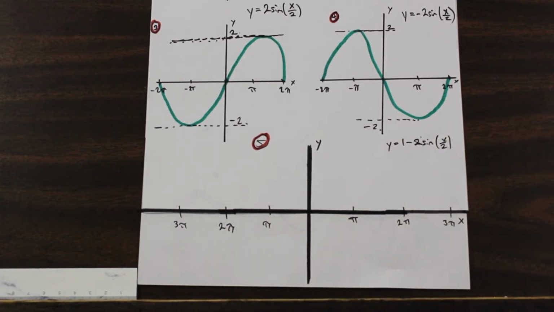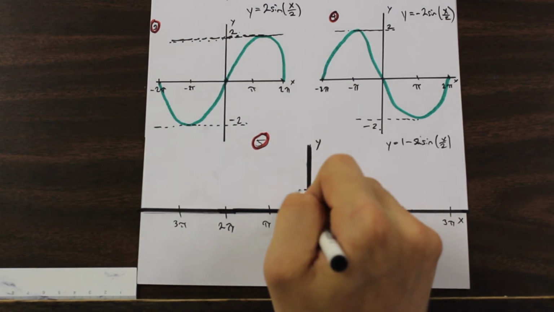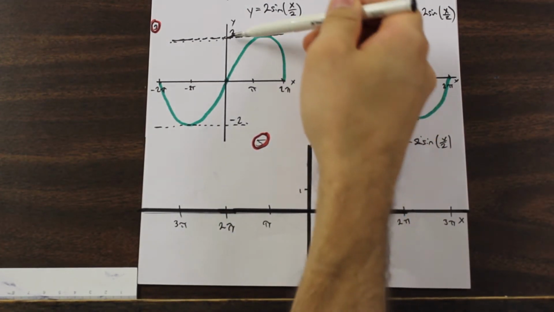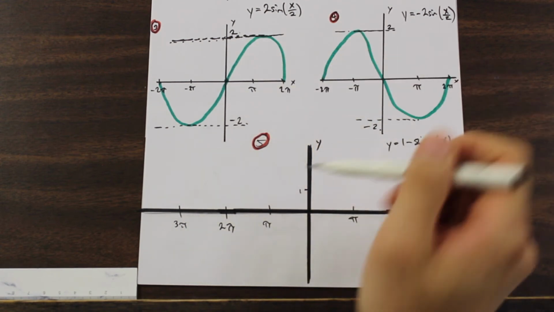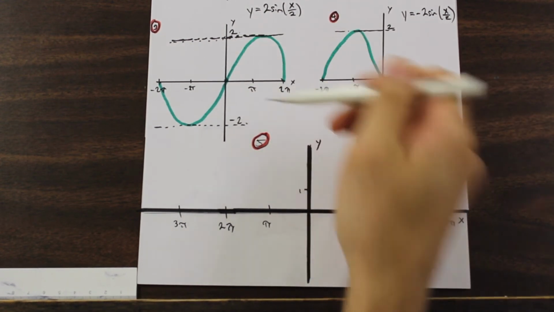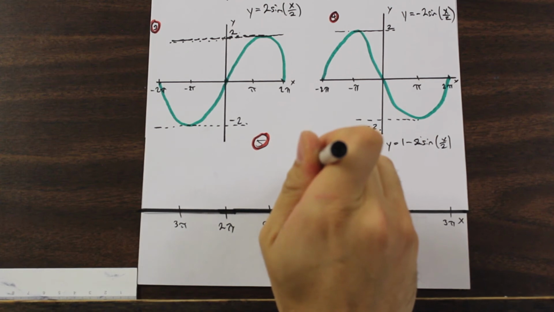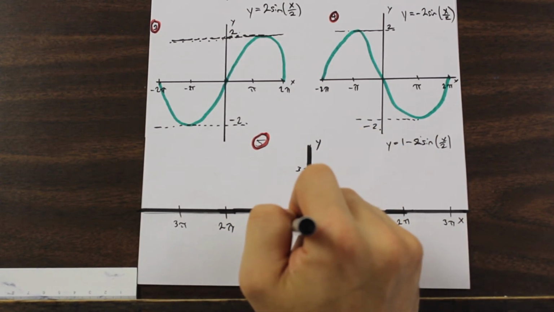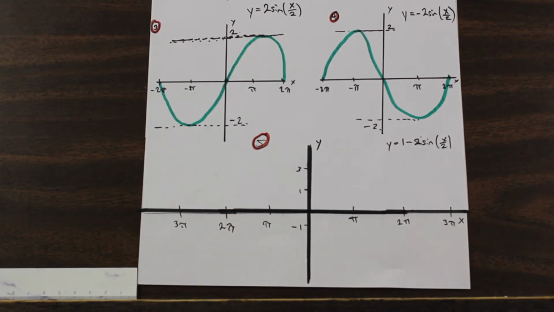That's going to shift our function up the y-axis 1. So our y-intercept is going to start at 1 right here. And our range is still going to be 4, right? But because we're starting from 1, so from 2 to -2, we're starting from 1, that's going to go from 3 to -1. So that's important to remember. Don't make a mistake there.